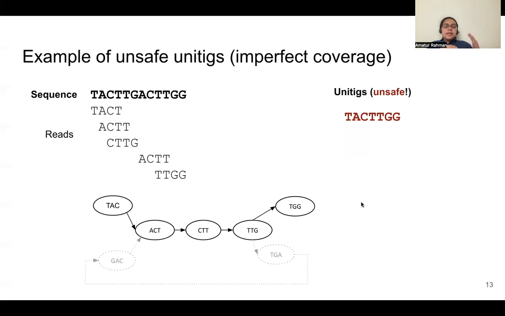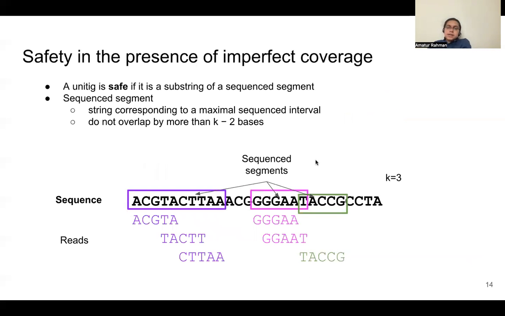And now we move on to this imperfect coverage case where this KMR, GAC, and TG is not sampled by the reads. So we end up with the Unitig TSC TTGG, which is not a substring of the sequence. So to capture the notion of safety formally, we introduce this concept of sequence segment, and we say that a Unitig is safe if it is a substring of sequence segment.